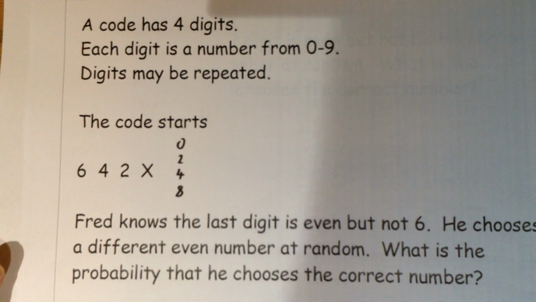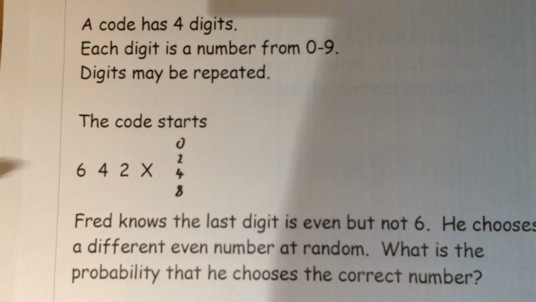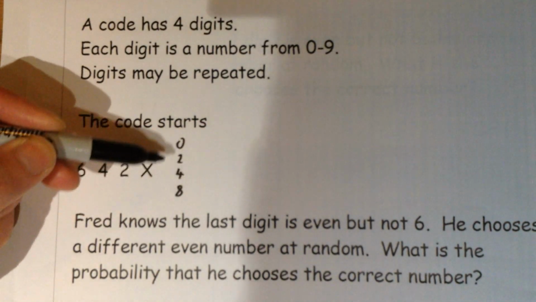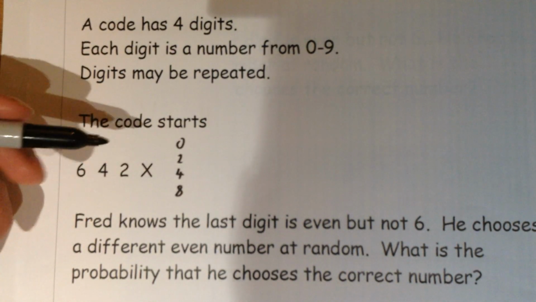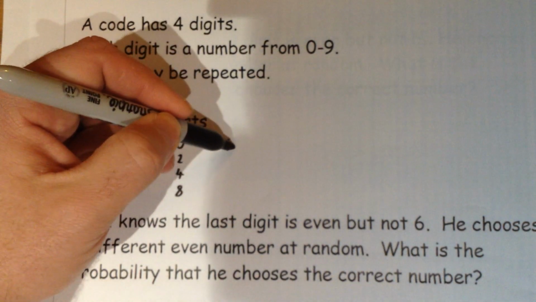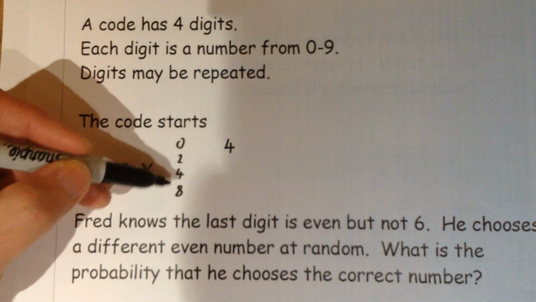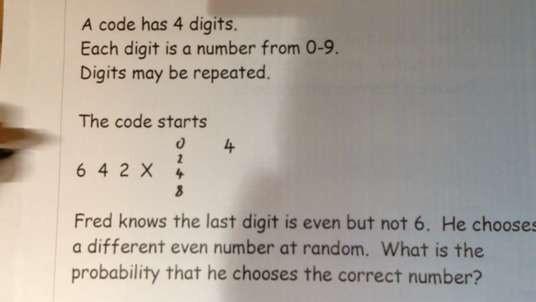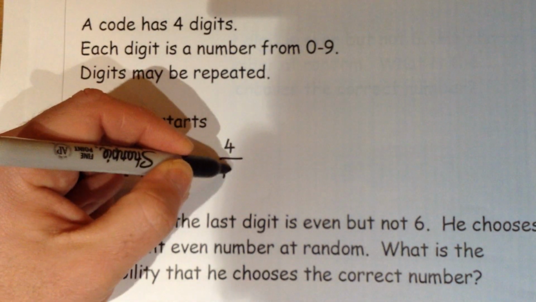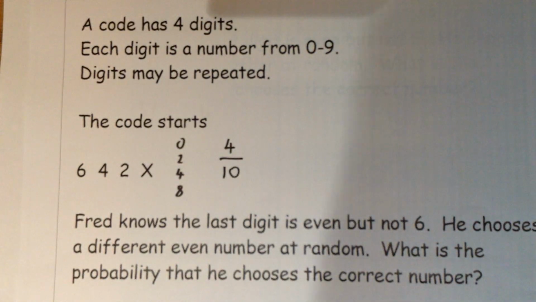If he's going to choose a different even number at random, the probability that he chooses the correct number, so basically the probability that he's going to pick one of these correctly, would be 4, because there are 4 possible numbers that would be even and not 6, out of 10, because in total there are 10 numbers from 0 up to 9, so just 4 out of 10 for the probability.